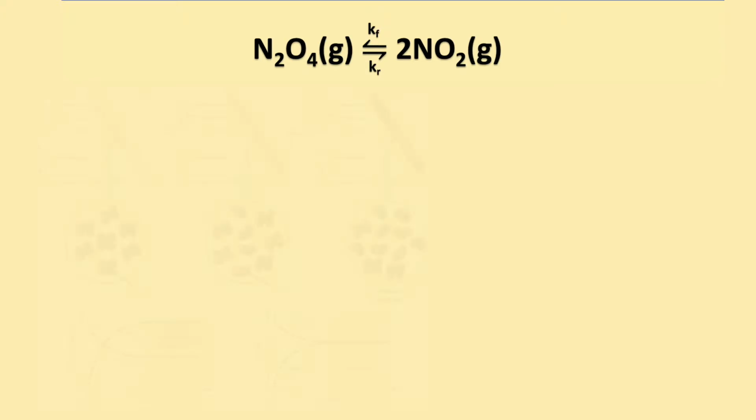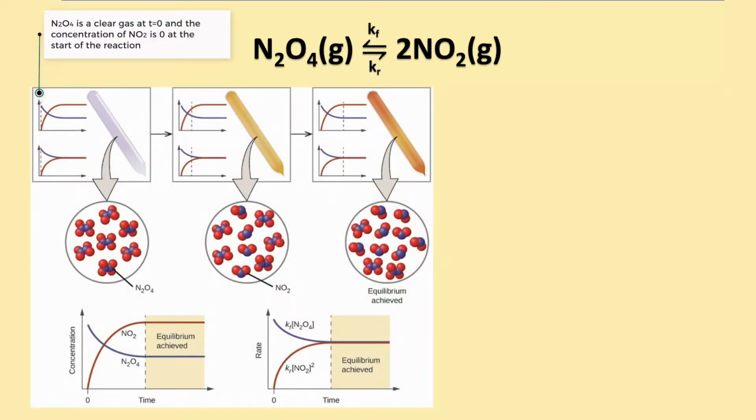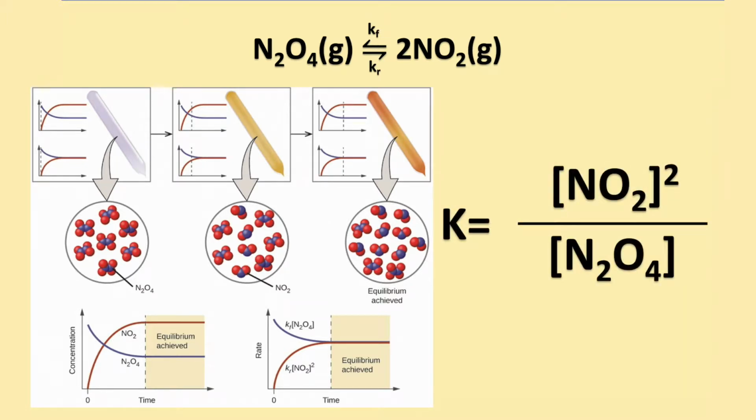If we have a closed system of dinitrogen tetroxide and it is heated, the reaction between the colorless reactant to nitrogen dioxide, which is a red-brown color, can be observed. At the start of this reaction, the initial concentration of nitrogen dioxide is 0. However, as the reaction progresses, there is a decrease in reactant concentration and an increase in product concentration. Eventually, this system comes to an equilibrium where the ratio of reactant to product does not change. The equilibrium constant is a measure of the extent of the reaction and how far the reaction has proceeded.